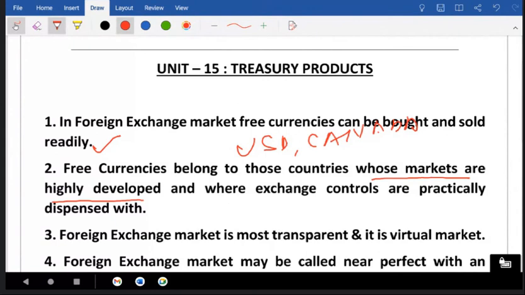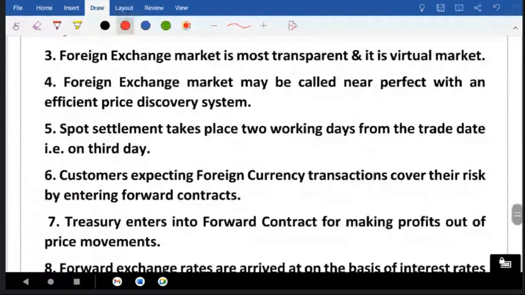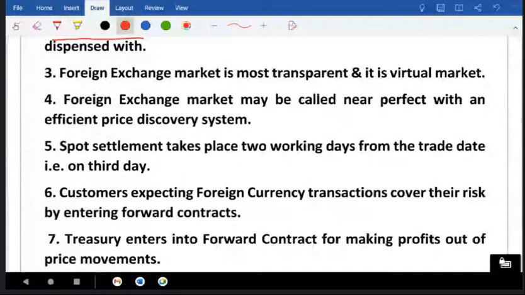Okay, and the foreign exchange market is most transparent and virtual because it is a free market. Free market means that there is no barrier between the customers and traders. And the foreign exchange market may be called near perfect with an efficient price discovery system. Okay, because the control of government is very, very less.